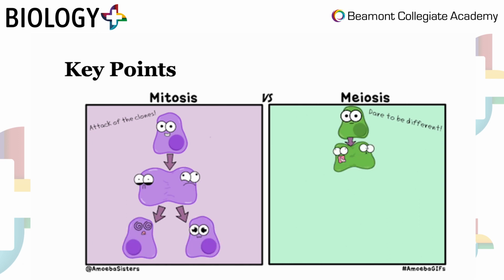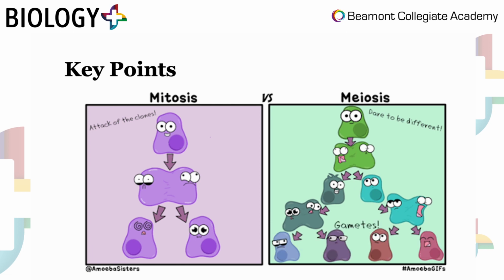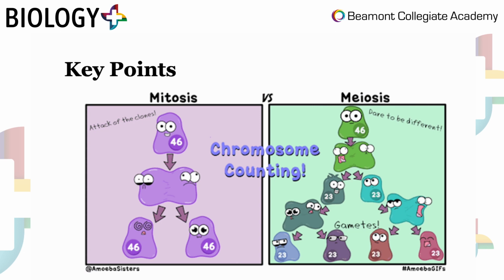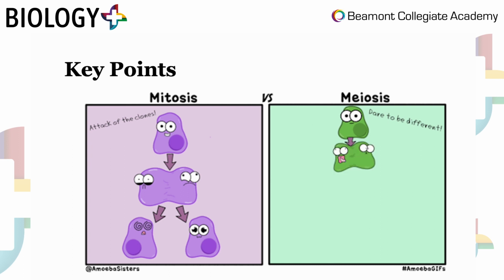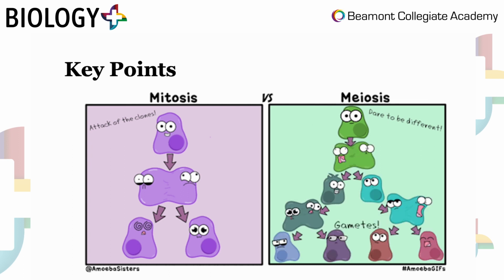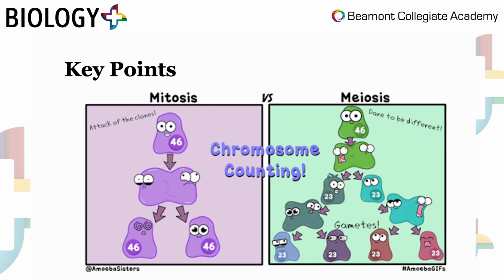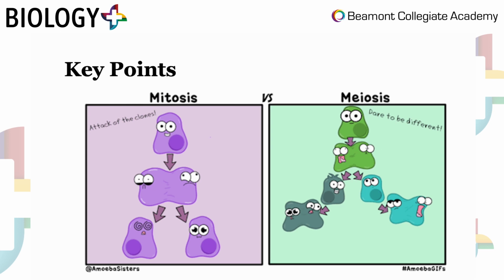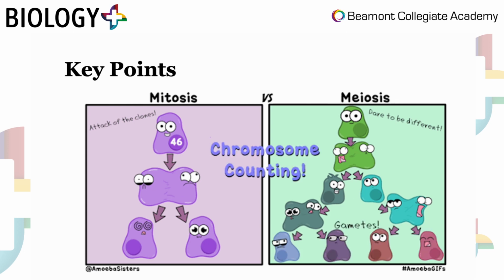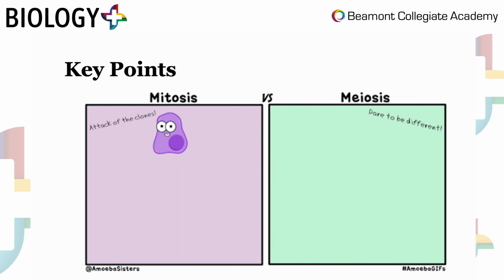Key points. The graphic shows mitosis versus meiosis. In mitosis, there is only one division, and the daughter cells are identical to the parent cells. The daughter cells will also have exactly the same number of chromosomes. In meiosis, however, there are two divisions, and the daughter cells end up with half the number of chromosomes. These cells are described as being haploid.